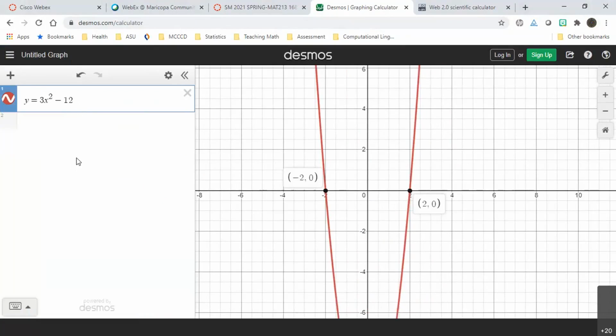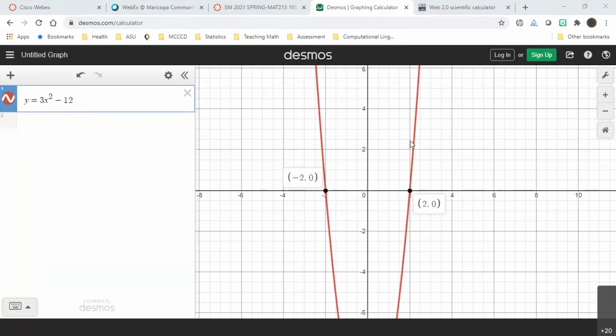What we wanted to know was, where is y positive? Where is the graph positive? You can see here's where y is positive. It's positive to the left of -2 and to the right of +2. So that's how you can check graphically, by graphing the derivative and seeing where y is greater than 0.